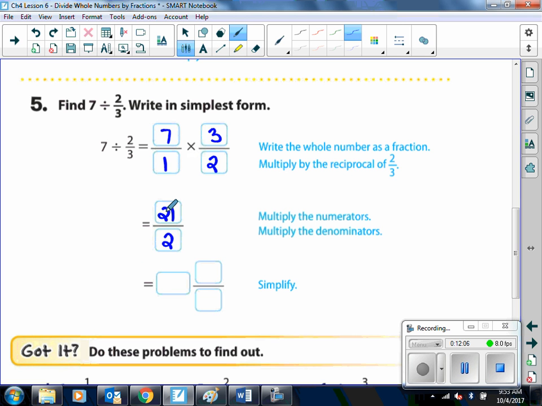And now we can change that improper fraction back to a mixed number. So how many times does 2 go into 21? 10 times, with how many left over? And the denominator stays the same.